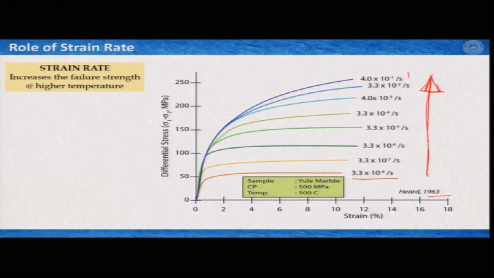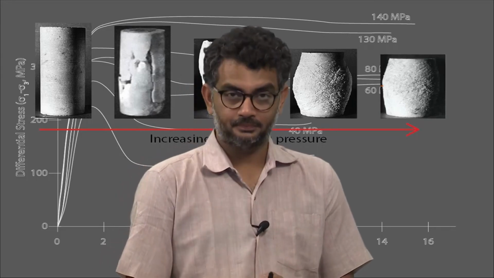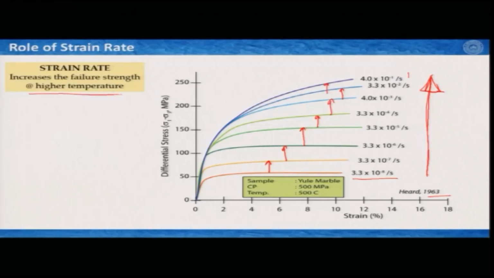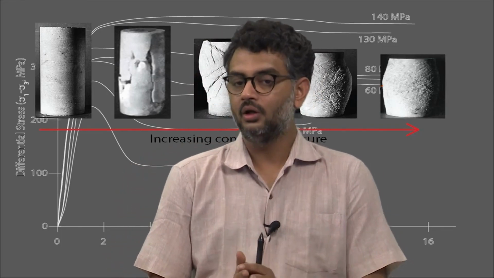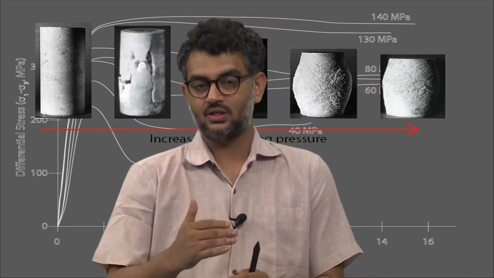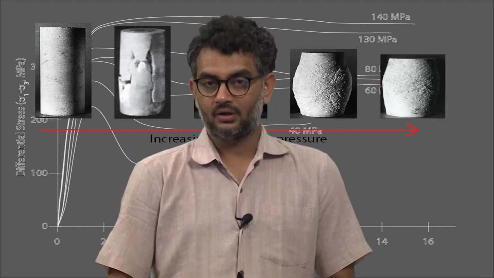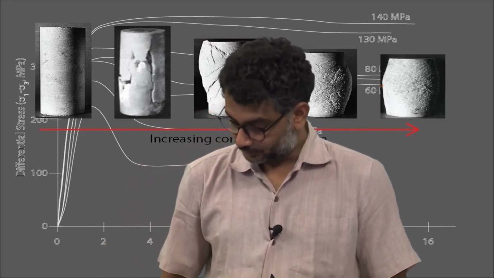And clearly from all these curves we can see that with increasing strain rate, at each and every step, the flow strength or flow stress of this rock, this Yule marble, has increased. So we can conclude that strain rate increases the failure strength. Now, one term is written here: at higher temperature. So this is possible only at higher temperature. If you increase the strain rate, the strength increases, and this is probably due to the viscous behavior of the rock. So you achieve viscosity and therefore you increase the strength.